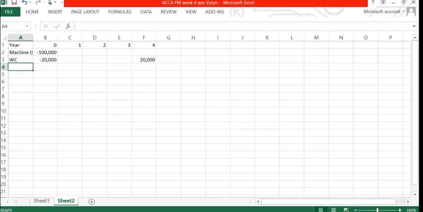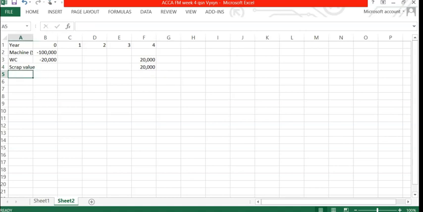Let's now talk of the residual value or the scrap value of the machine. We are told that at the end of the project, the machine will be disposed of or would have a scrap value of 20,000. So we're going to have 20,000 here, positive because it is an inflow.